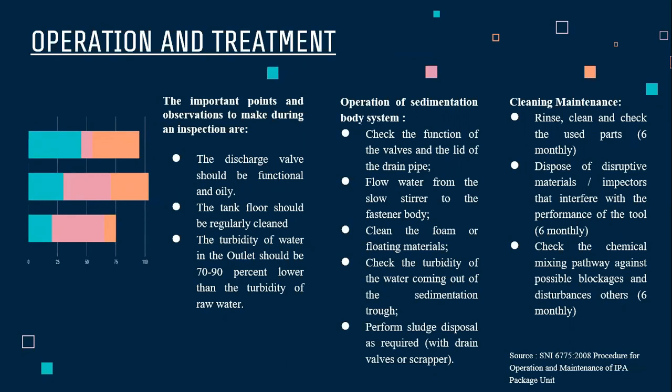And the cleaning maintenance is to rinse, clean, and check the used parts every 6 months. Dispose of disruptive materials or impurities that interfere with the performance of the tool every 6 months. Check the chemical mixing pathway for possible blockage and disturbance every 6 months.